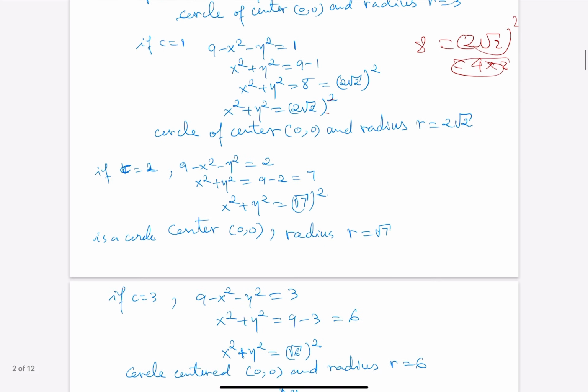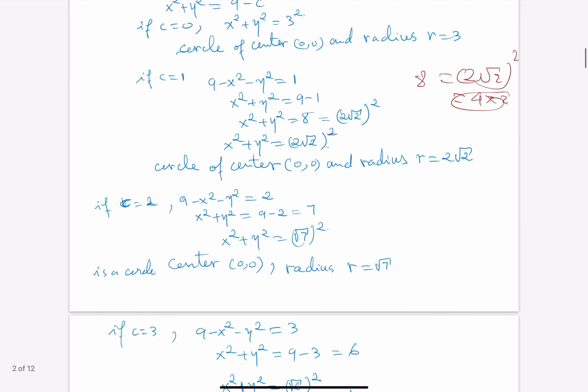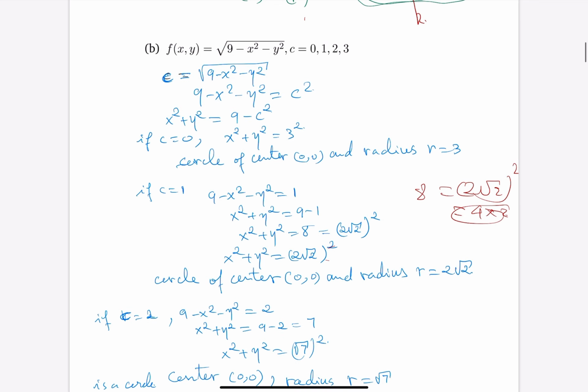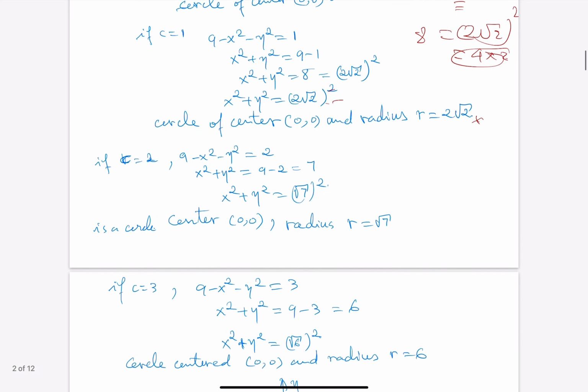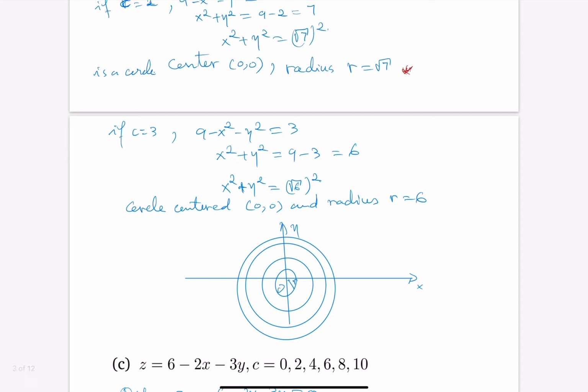And do the same thing also if c equals 2. You end up having circles, getting smaller, because here the radius is 3, the next one is 2 square root of 2, and the next one is square root of 7. And you can tell sometimes it's getting bigger, sometimes it's getting smaller. In our case here, it's getting smaller, okay? And then we end up having this one.